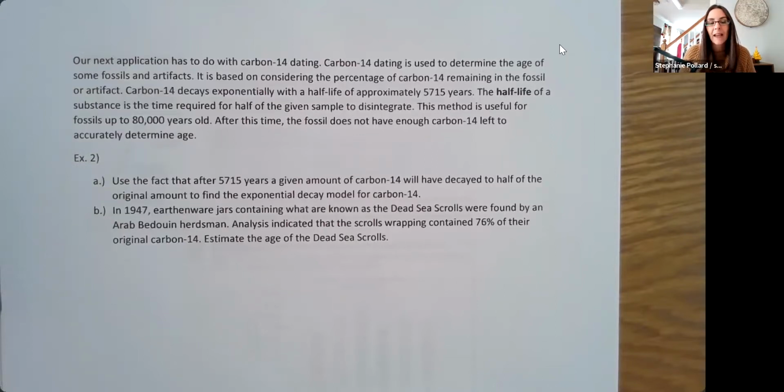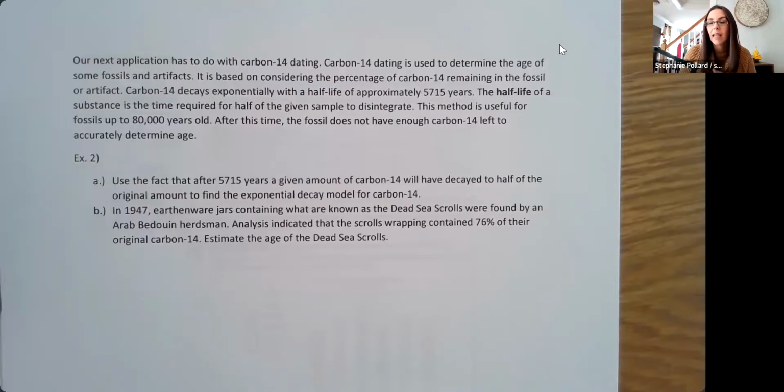And it uses the idea that carbon-14 decays exponentially with a half-life of about 5,715 years. So the half-life of a substance is the time required for half the sample to disintegrate, right? So let's say that at death, you have 100% of carbon-14 in the body that would have originally been there. Then after 5,715 years, you only have 50% left. Then after another 5,715 years, do we have 25% left, right? So you cut that amount in half every time 5,715 years passes.